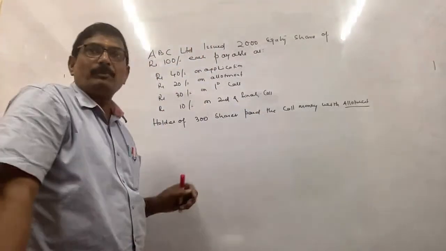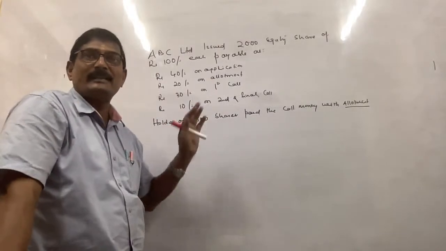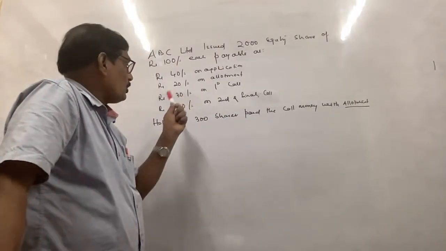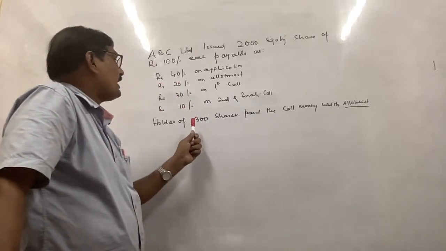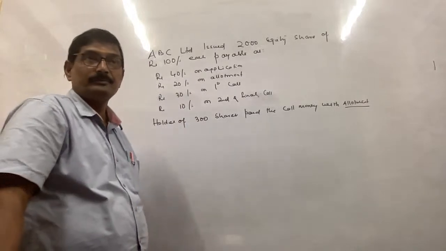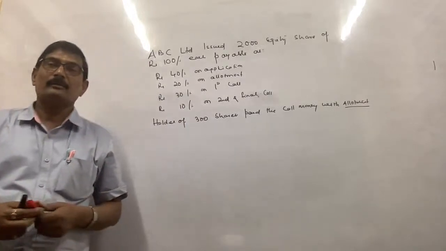Means with the allotment money they have paid the first call and second call as well. Allotment money तो दिया, plus वो लोग और क्या किया? Holder of 300 shares, they paid the first call money and second call money with allotment. Right?